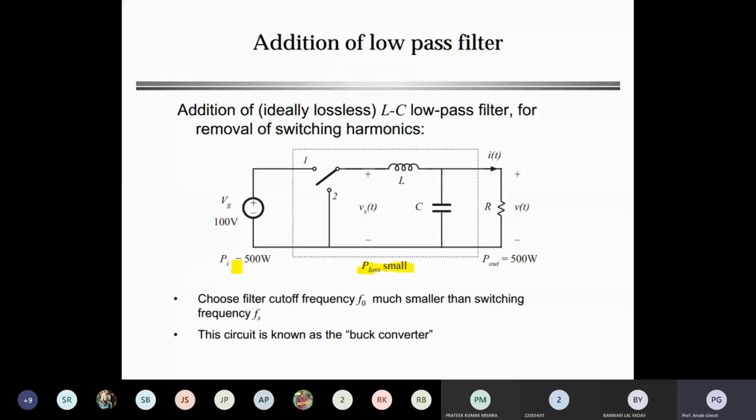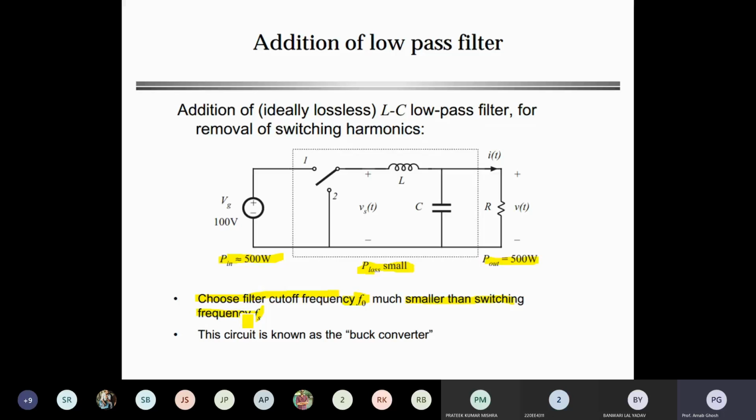Then choose the filter cutoff frequency f0 much smaller than the switching frequency fs. Normally it is taken as 1/5 or 1/4, and sometimes 1/10. This configuration is known as a buck converter, which was discussed in our earlier class. Earlier we considered an ideally lossless LC filter. If it is lossy in nature, then another expression will come.